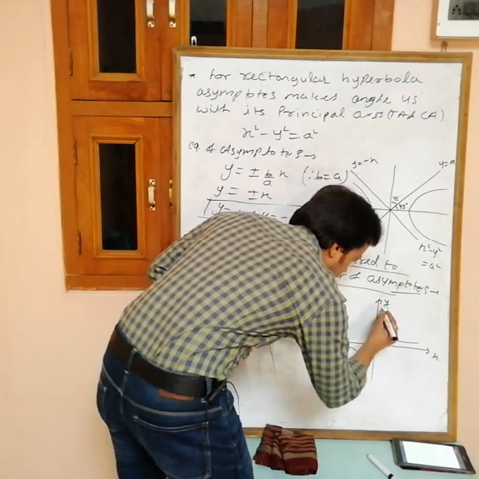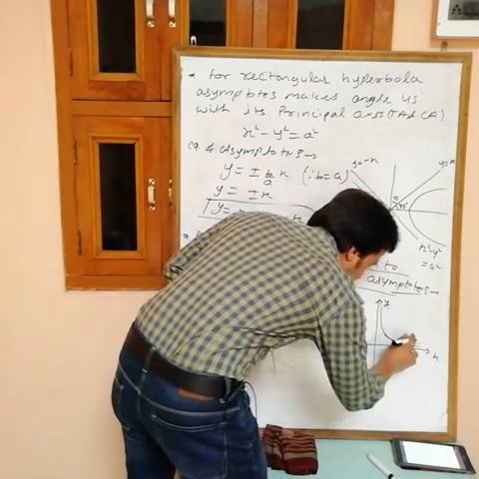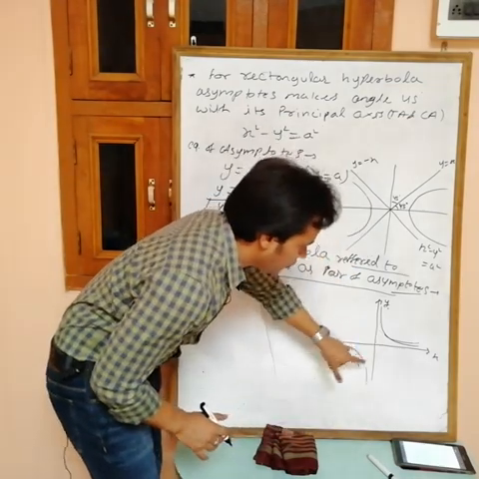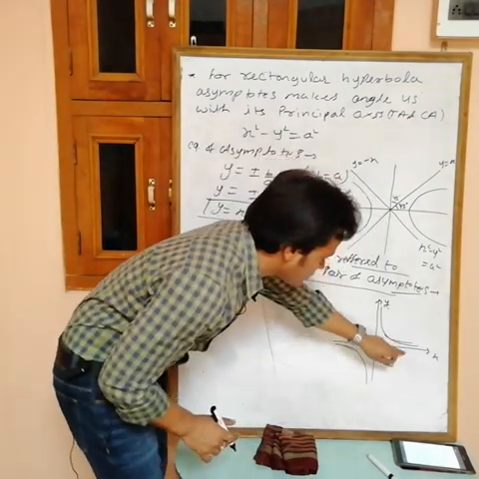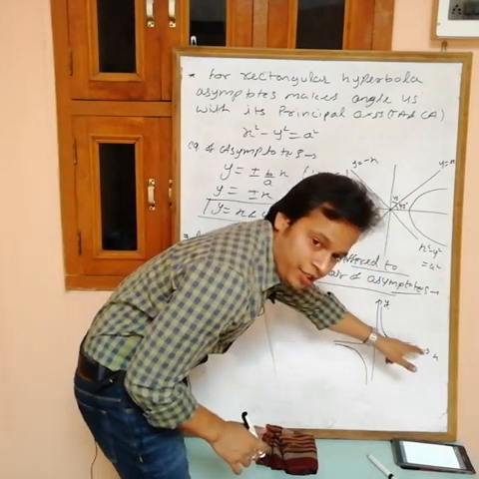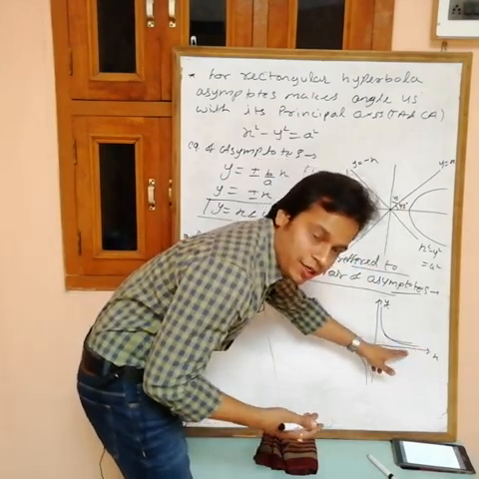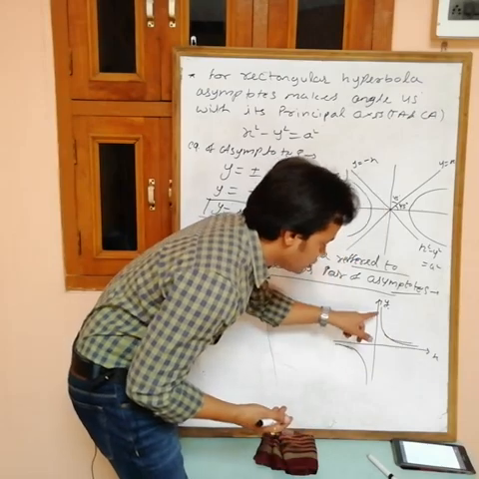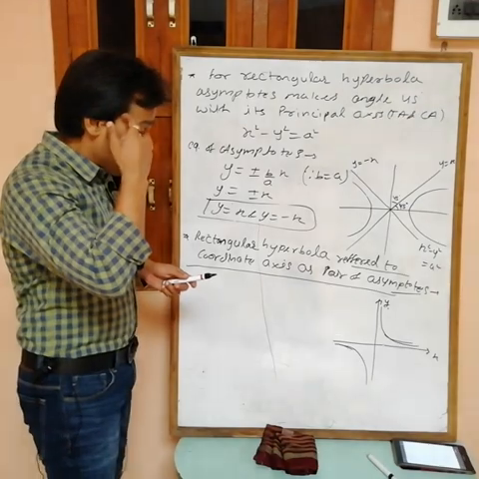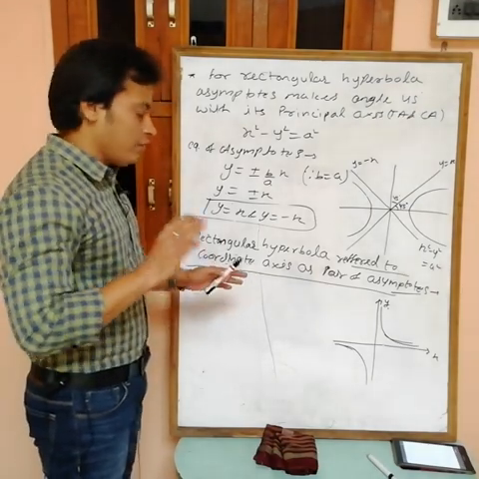This is the hyperbola. Now see, for this hyperbola, the x axis and y axis touch this curve at infinity. These are like tangents at infinity, at infinite distance. So these are asymptotes for this hyperbola. Okay, now we want the equation of this hyperbola.